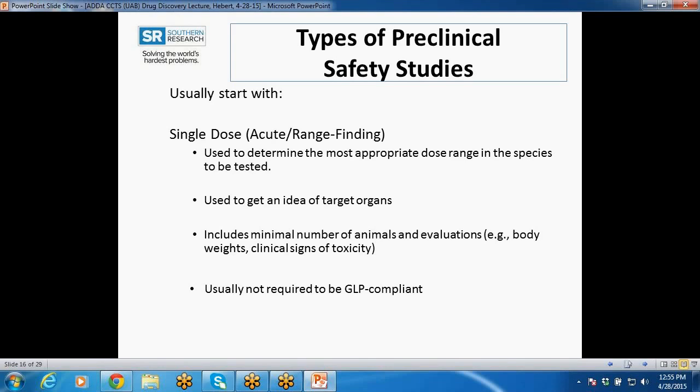Does this drug cause any clinical signs, overt signs of toxicity? You're typically, in your acute studies, not going to do clinical pathology testing to look at hematology, clinical chemistry, coagulation. You're not going to do ECG testing, those sorts of things. And usually the single dose studies, or the range finding studies, do not have to be GLP compliant. Let me amend that. Because if your drug is intended for single administration use, then you are going to have to do a single dose GLP compliant study eventually.